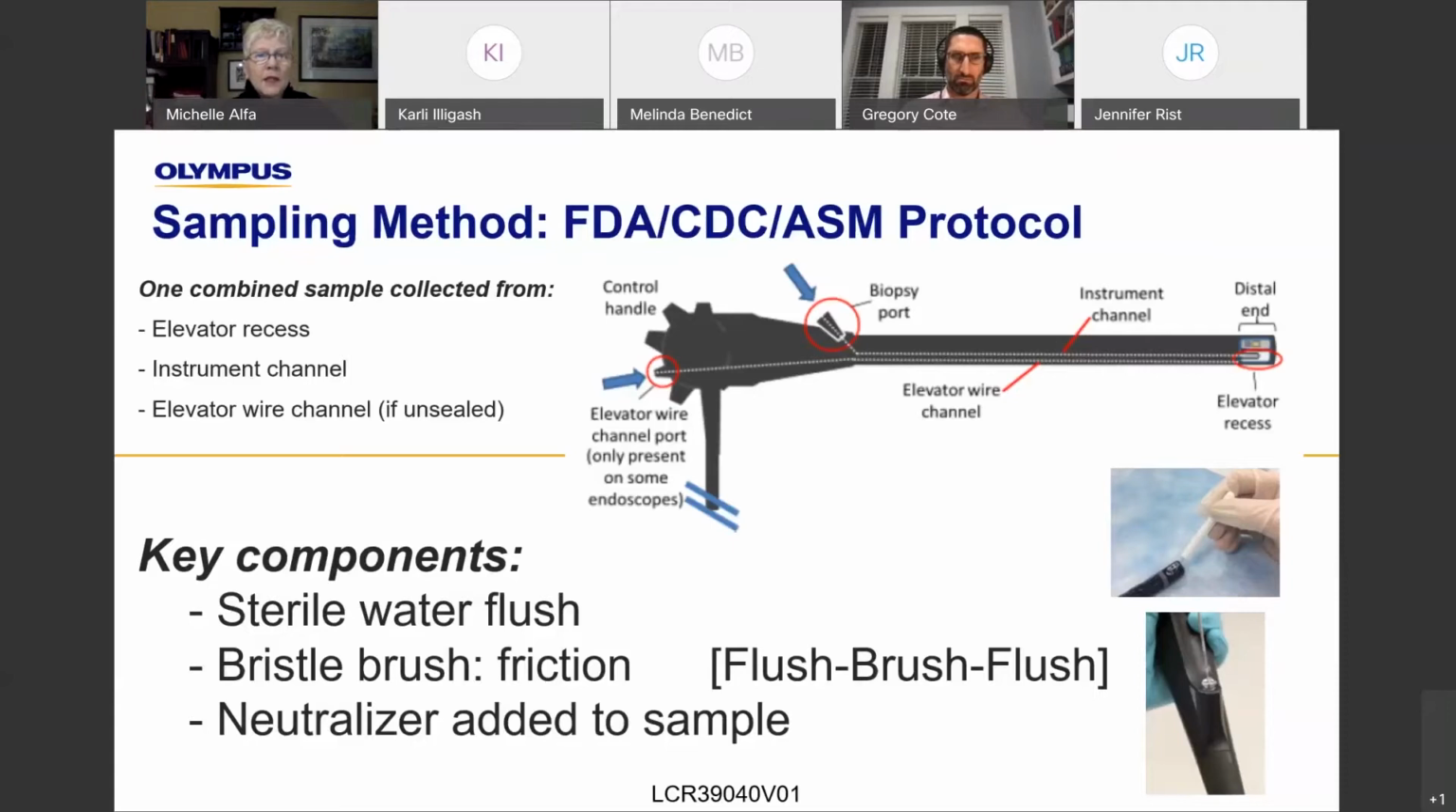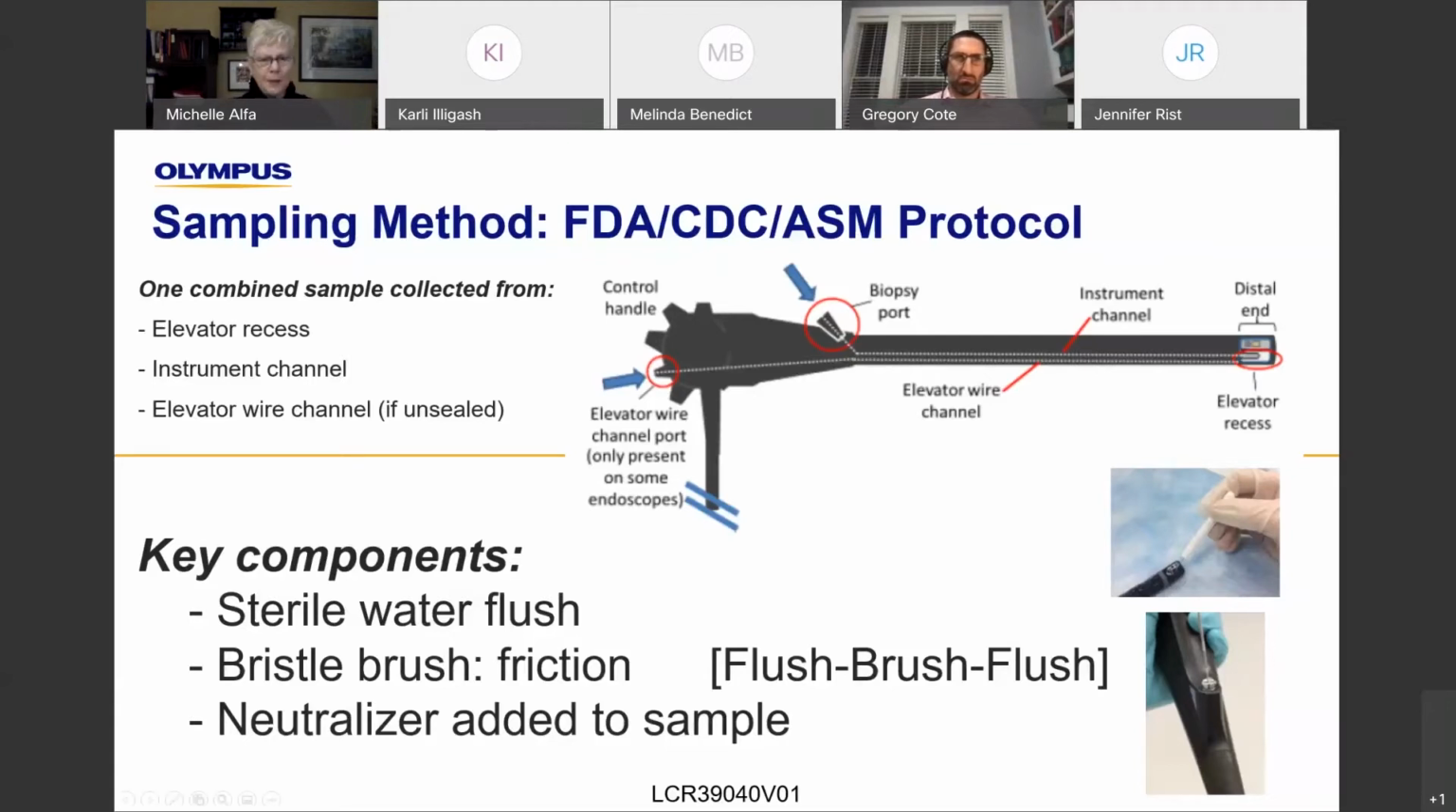So in the FDA CDC ASM protocol, when the sample is collected, an equal volume of neutralizer is added to protect the organisms, to ensure there's no further damage, and to neutralize any residual traces of the disinfectant that might be present. So these are the key components, and when you're looking at published information, I think it's really important to look at the methods to see how sensitive their protocol was and compare it to the FDA CDC ASM protocol, because the key components are the ones I've listed here.